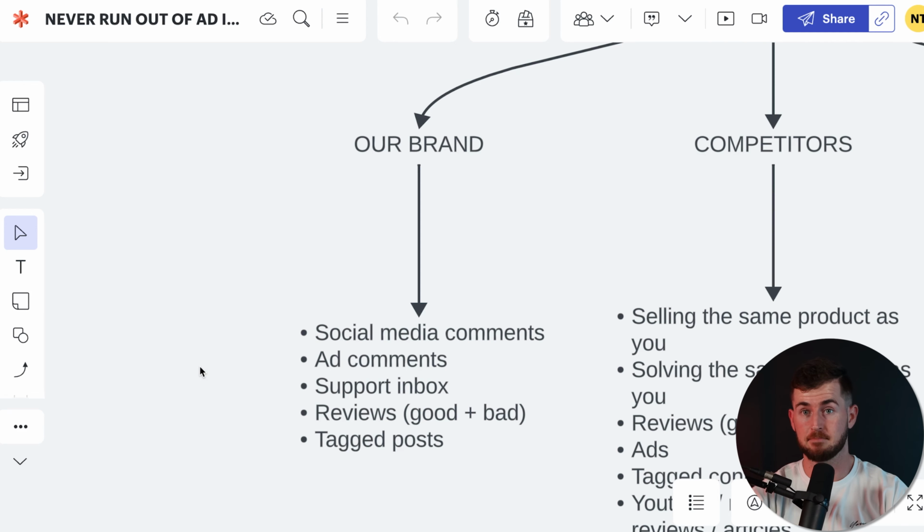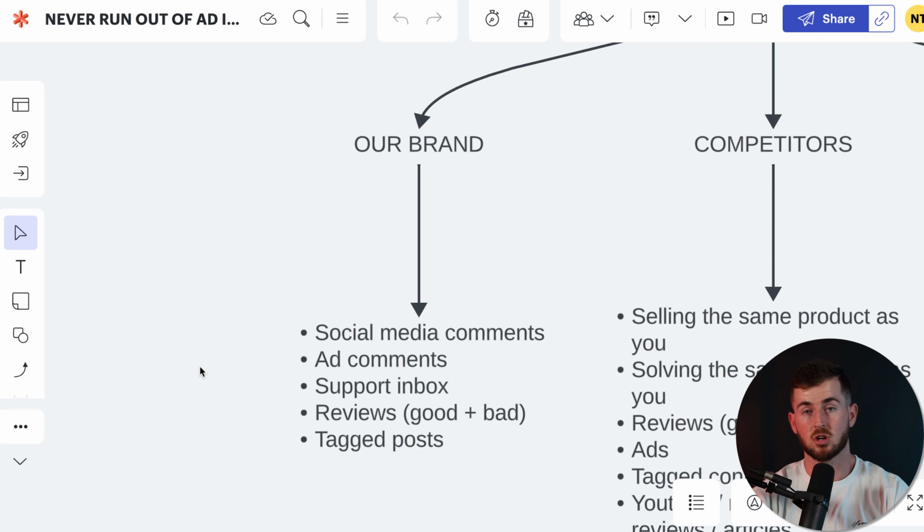Reviews, good and bad. Your 1-star reviews actually tell us more about your brand than your 5-star reviews, because that opens up key areas that we need to improve on for the brand, maybe key objections, maybe key problems that we can further improve to where we can make more money with our brand.